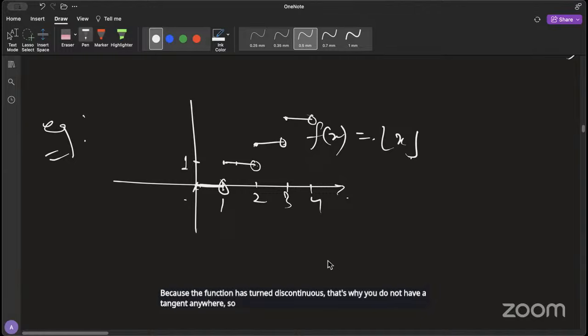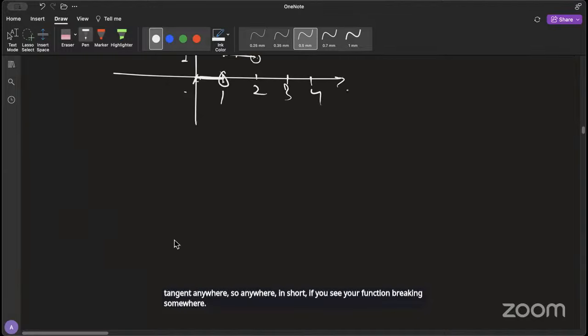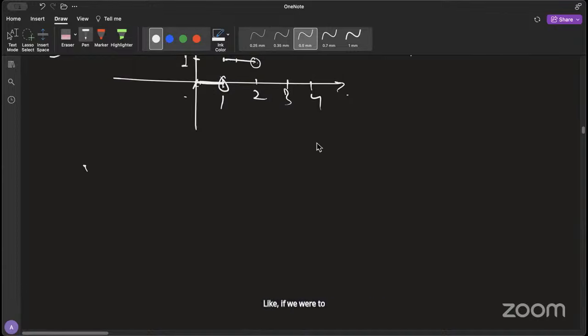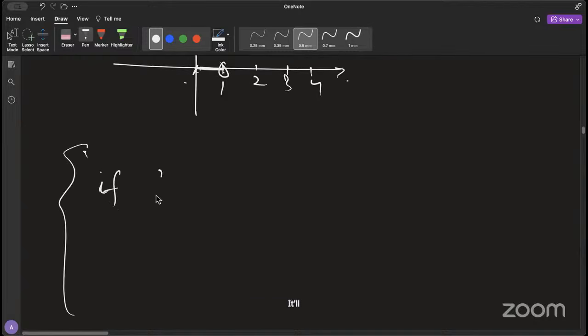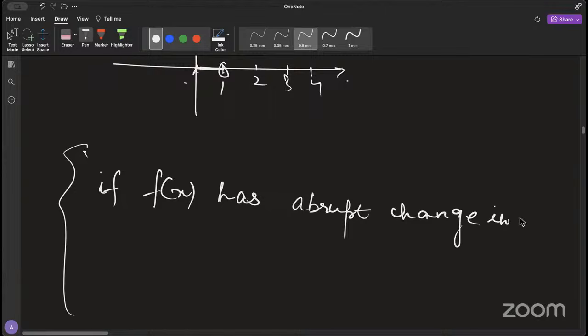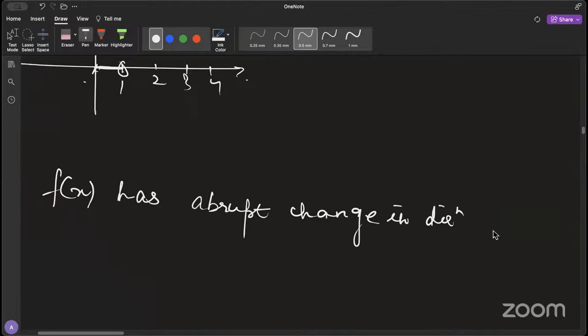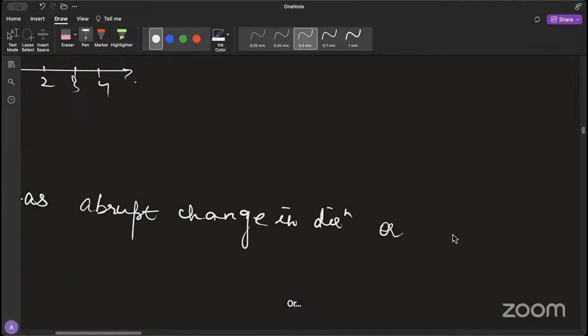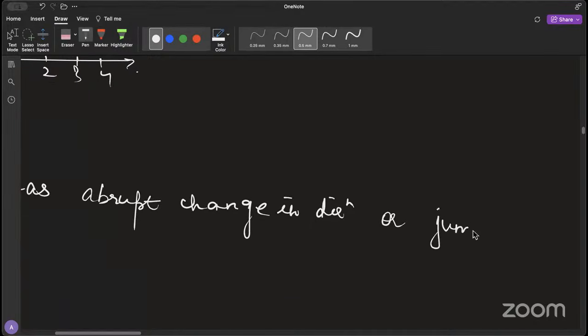So anywhere, in short, if you see your function breaking somewhere, or if you see that your function has abrupt changes, like if we were to brief it all, it will be: if f(x) has abrupt changes in direction, or a jump at a point, or you can say a discontinuity, or your graph becomes discontinuous.